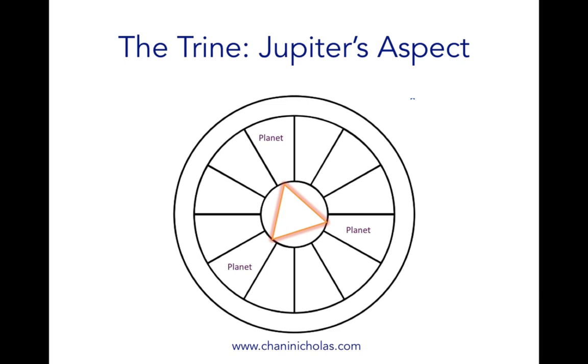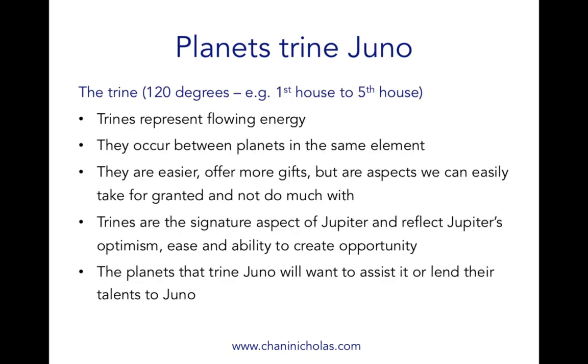The trine, again, is Jupiter's aspect. The trine represents flowing energy. Trines occur between planets in the same element. Trines are easier. They offer more gifts, but are aspects we can easily take for granted and not do much with. Trines are the signature aspect of Jupiter and reflect Jupiter's optimism, ease, and ability to create opportunity. The planets that trine Juno will want to assist Juno or lend their talents to Juno.